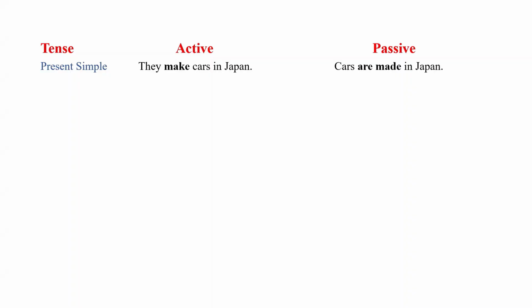For the tense, we have am, is, are, and new subject is cars, a plural one, so we use are. Okay, and then we need to add the PP form, the past participle form of the main verb, which is make. Make turns to made. Cars are made in Japan. All right, very simple. Just follow these 2 or 3 steps, and then you are good. Okay, so for the other examples, I won't explain. I just give you the active and passive forms.